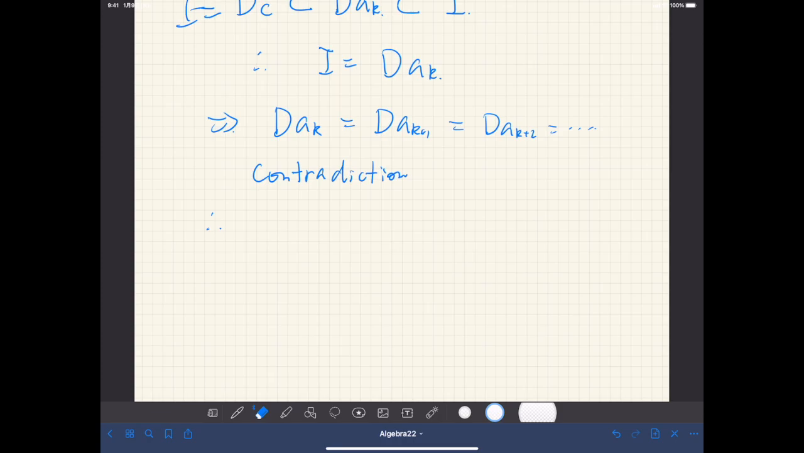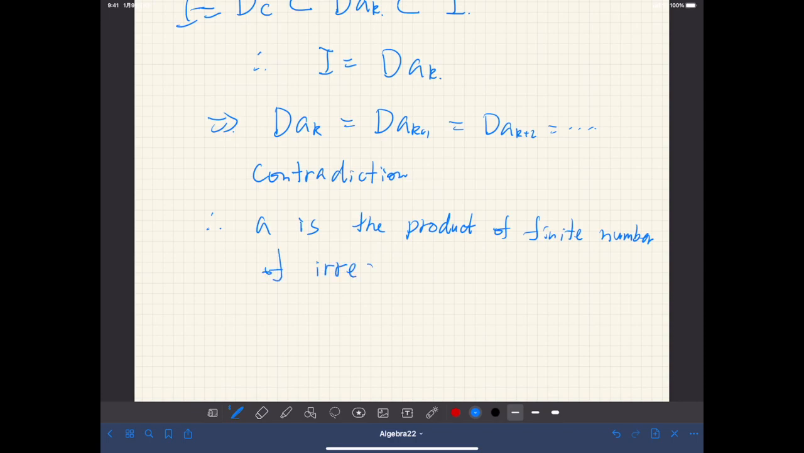Therefore, A is the product of a finite number of irreducible elements. And we are done.